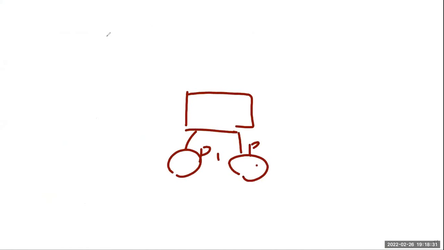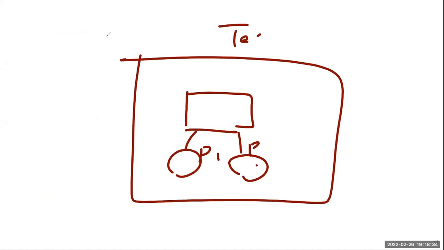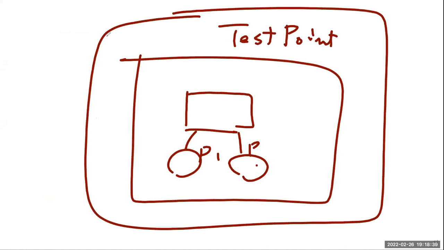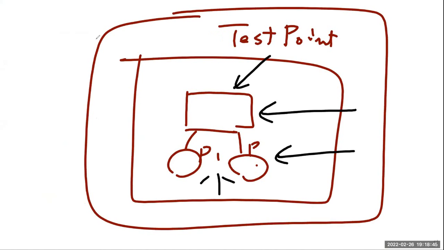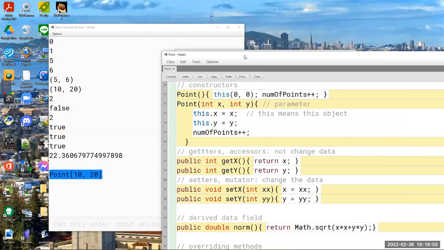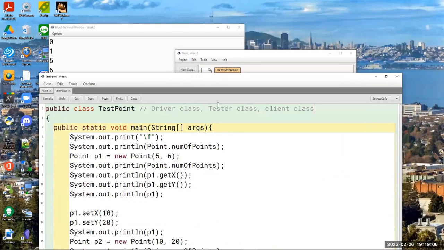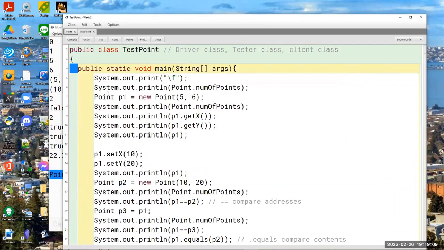Okay, and you use a different class called TestPoint as a driver class to test your class and objects. But you can also build the tester, the main function, inside your class as well. So you can put the main function into your own class. That's called self-tester. So usually when you see a class that has the main function, that's because you can do self-testing.